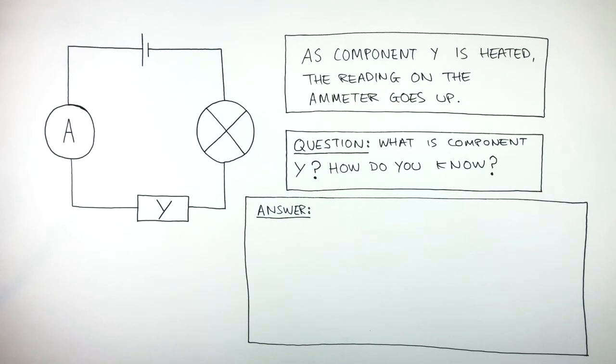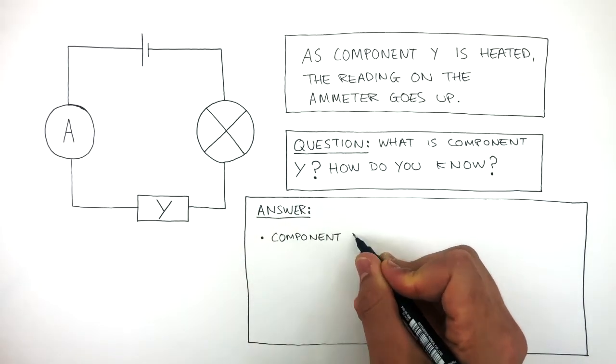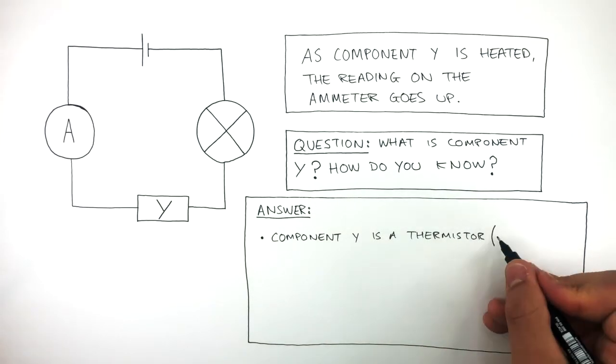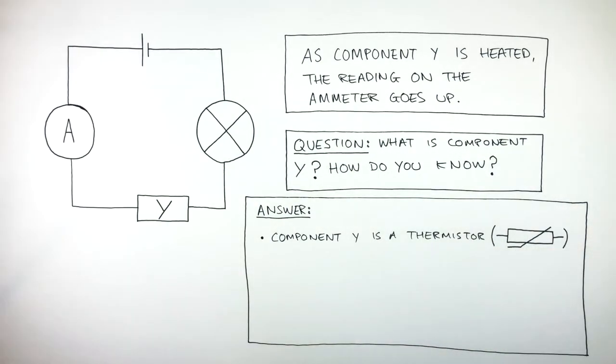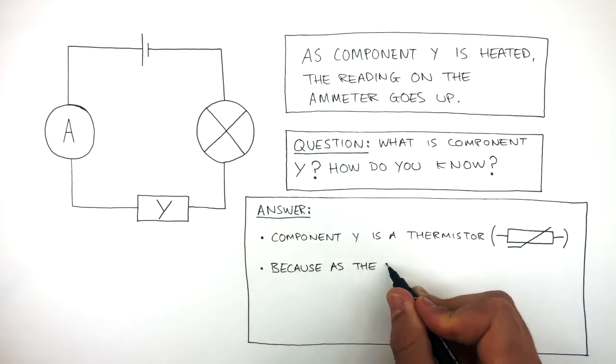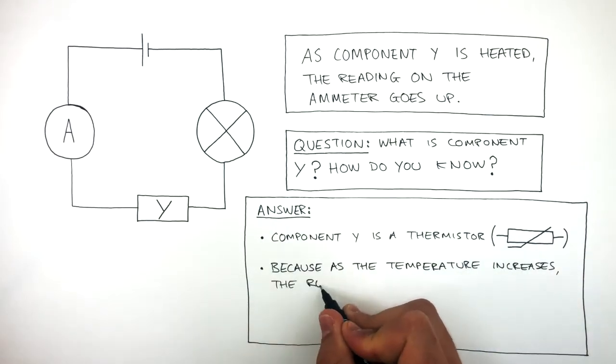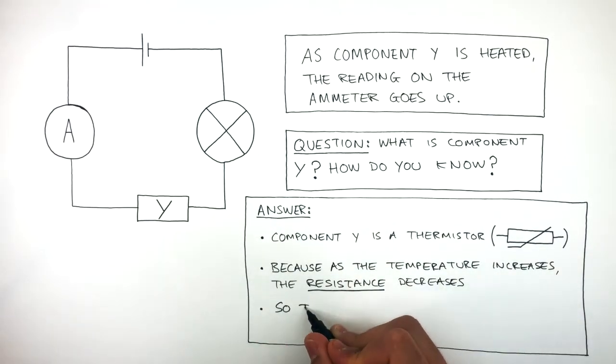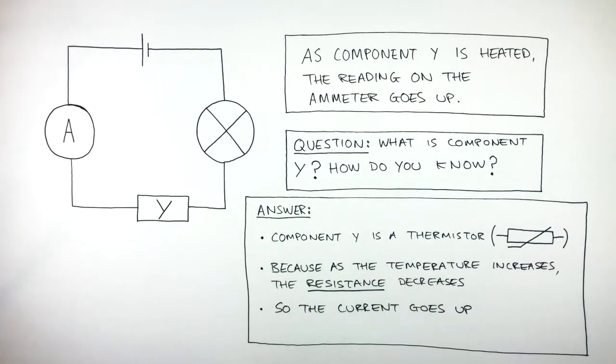To get full marks, you need to say component Y is a thermistor, and you can even draw the circuit symbol. You know this because as the temperature increases, the resistance decreases, so the current goes up. It's really important you refer to resistance, as referring to current alone is not enough.